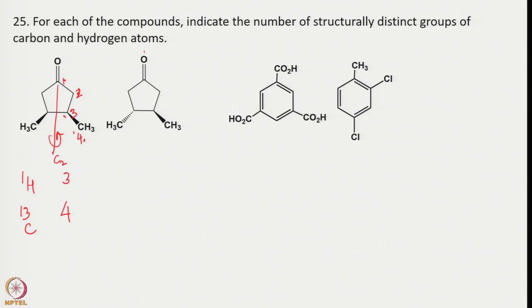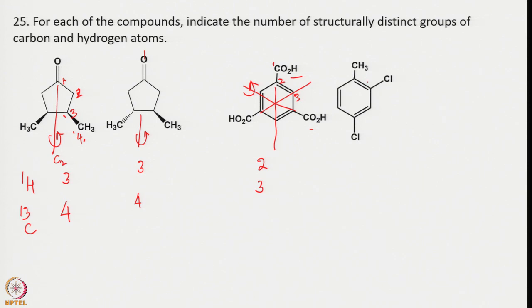Whereas in this case, again, very similar to the previous one we discussed. So we have H here and then this one here. That means 2 signals are anticipated in case of 1H NMR, and also here 1, 2, 3 signals are expected in case of 13C. 3 signals are expected in case of 13C.